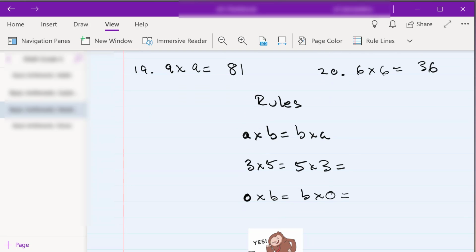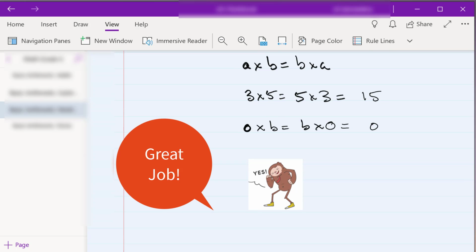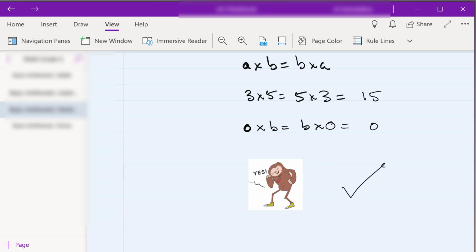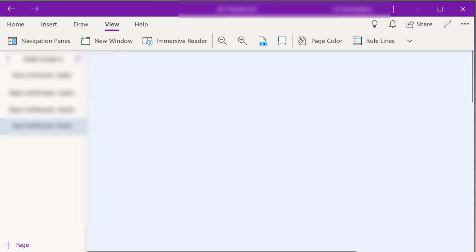The rule for multiplication is A times B is the same as B times A. You can reverse and interchange B and A. So for example, 3 times 5 is the same as 5 times 3, which is 15. And like I mentioned before, 0 times B is the same as B times 0, which is just 0. Great job! Let's move on to division.